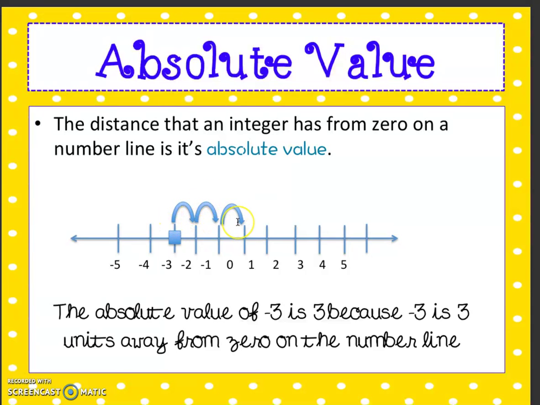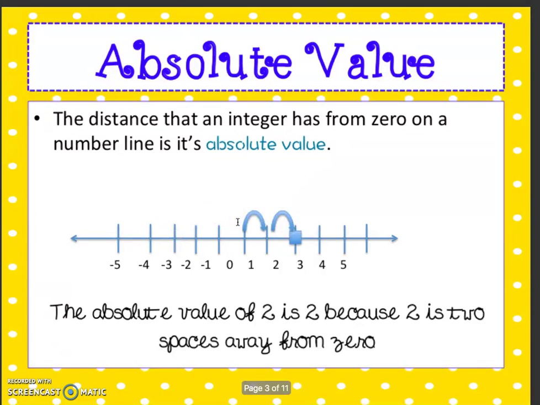1, 2, 3. We also talked about how absolute value cannot be negative because when we talk about distance, it's always positive. Okay, so for example, the absolute value of +2 would be 2 because it's 2 spaces away from 0 on the number line. That's the key to remembering what absolute value is.